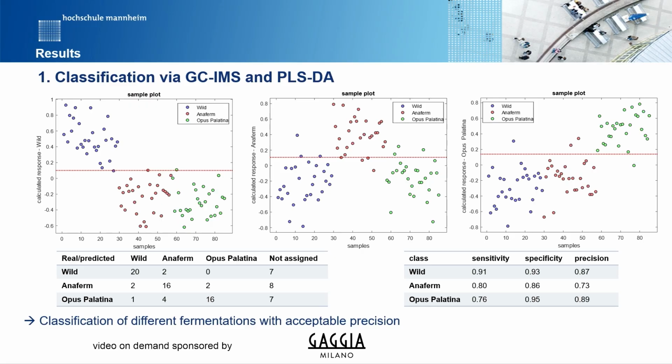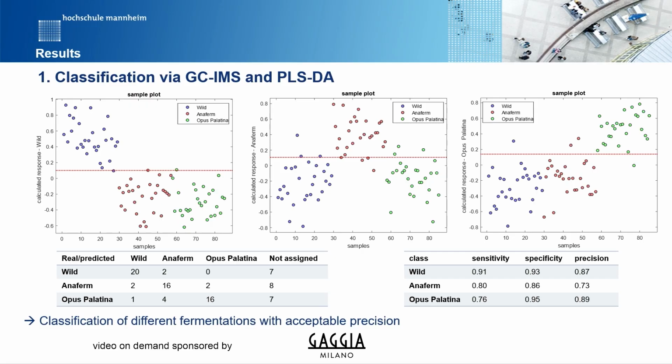So every dot that is above this red line is classified as a wild fermentation, so without the addition of yeast. That worked very well. So we have a high classification precision, as well as that the majority of our samples were classified correctly.